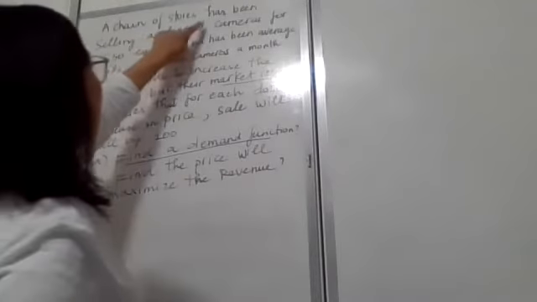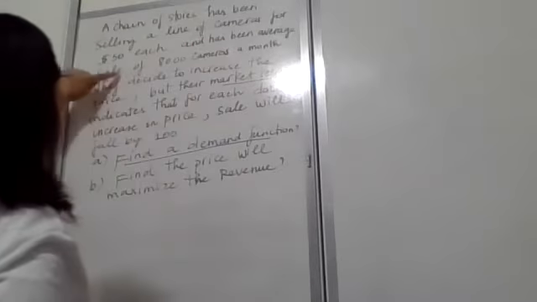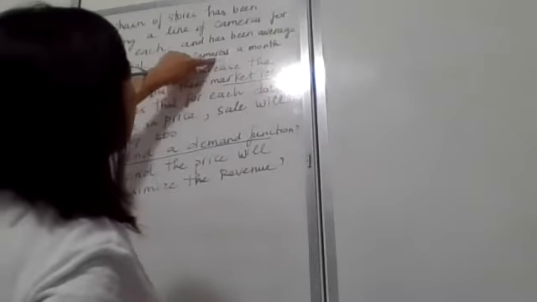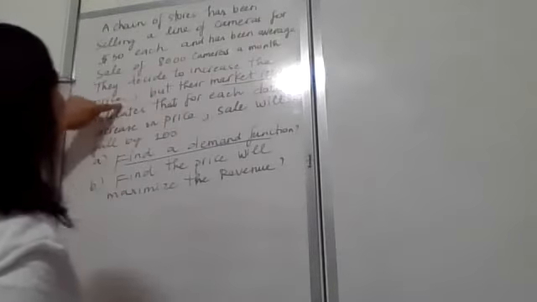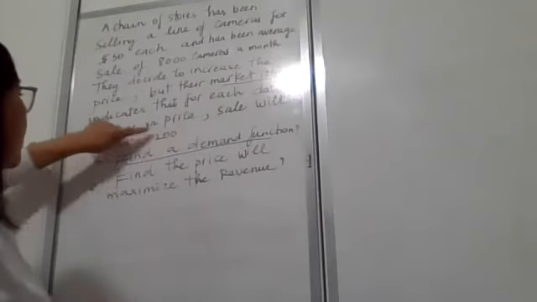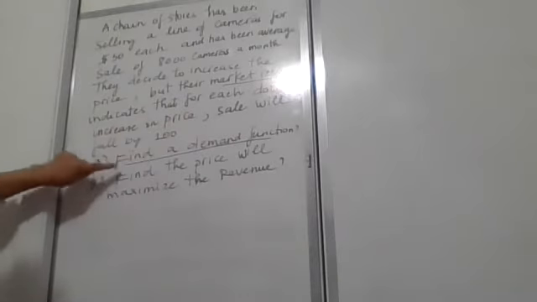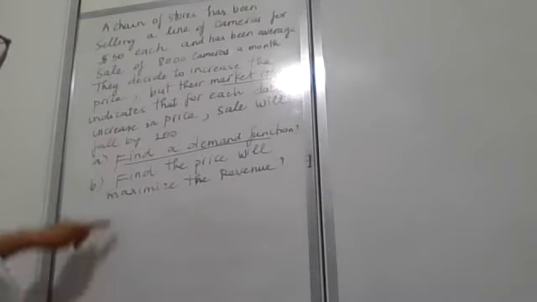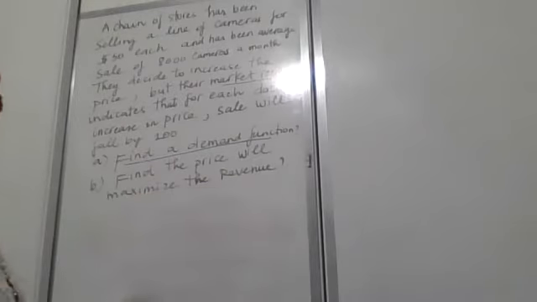A chain of stores has been selling a line of cameras for $50 each and has been average sale of 8,000 cameras a month. They decide to increase the price, but their market research indicates that for each dollar increase in price, the sale will fall by 100. Find a demand function. Find the price that will maximize the revenue.